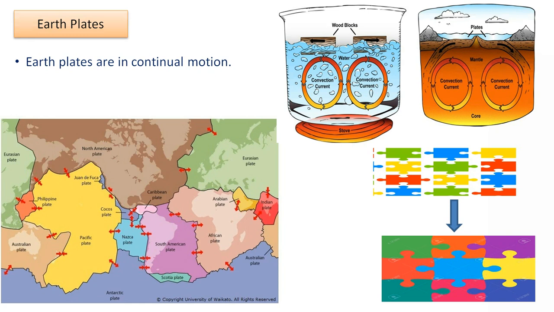So the plates are kind of floating on the liquid mantle. So when the liquid mantle is undergoing movement, the plates will also undergo movement. Because of this, the plates are moving. And when the plates are moving, there are so many plates, so there are chances they will collide with each other. And whenever they collide with each other, that results in an earthquake. So basically, this is how the Earth plates are moving.